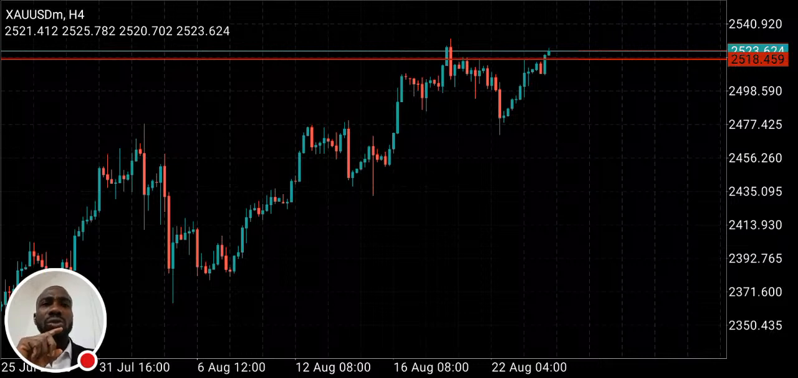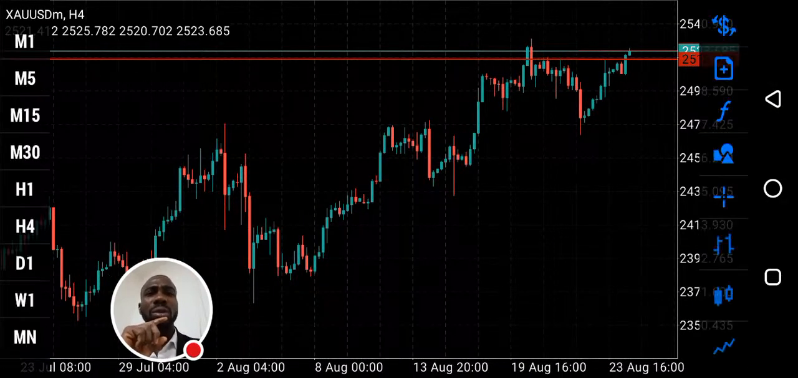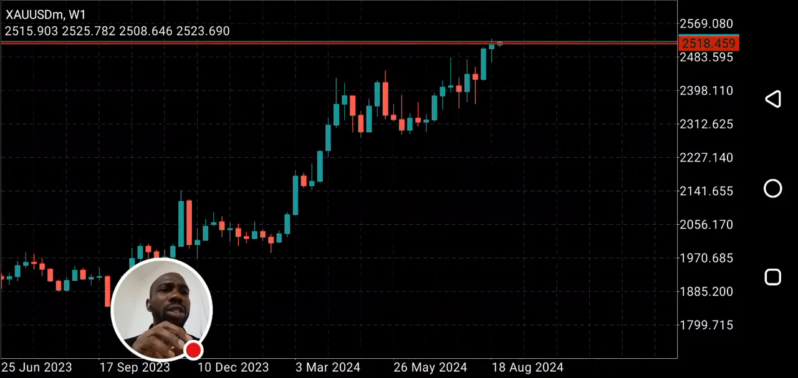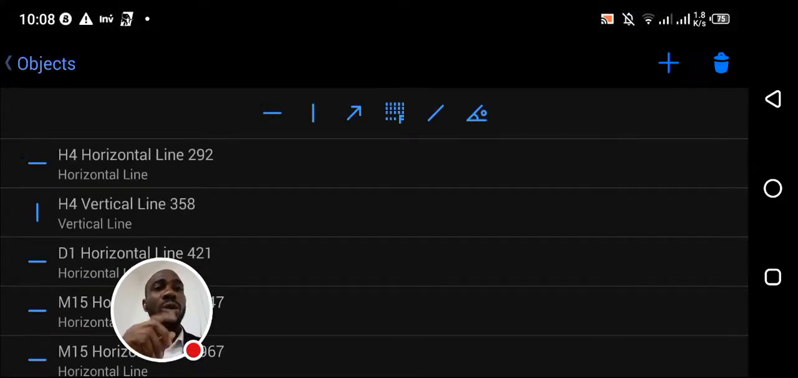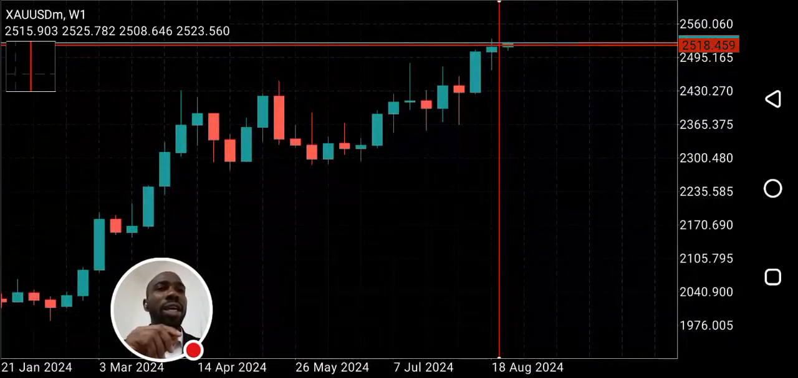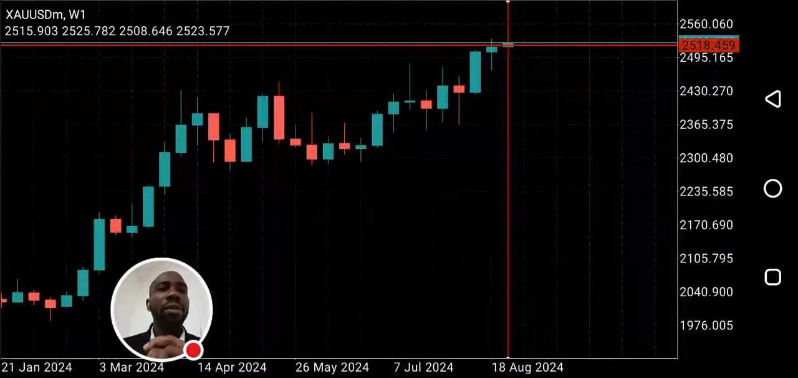So let's go to the weekly time frame. I think last week was strongly bullish. Yeah, last week was bullish, and you can see how it closed. This is a spinning top. Some will call this a hanging man. On the weekly time frame, last week's candle closed as a spinning top.